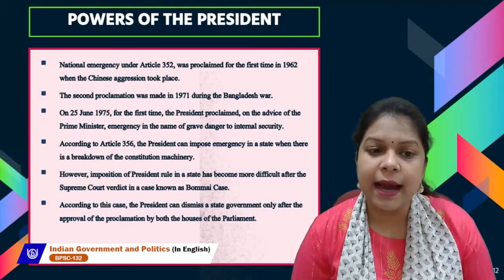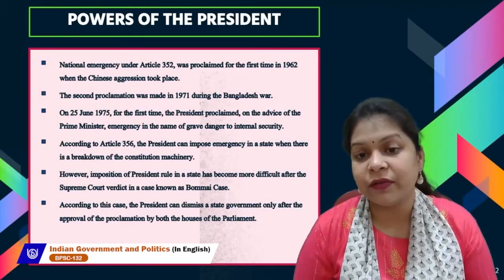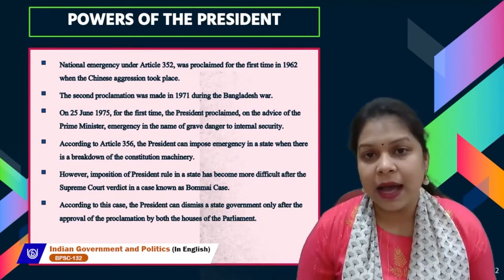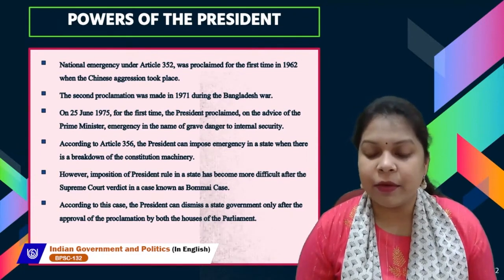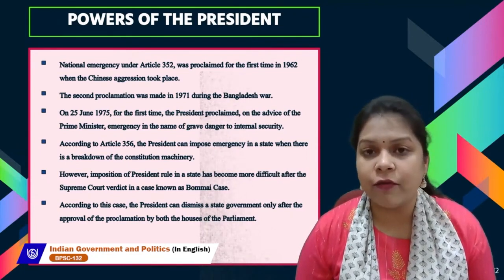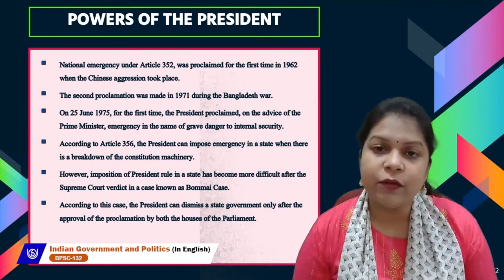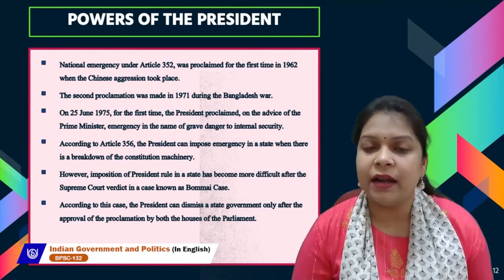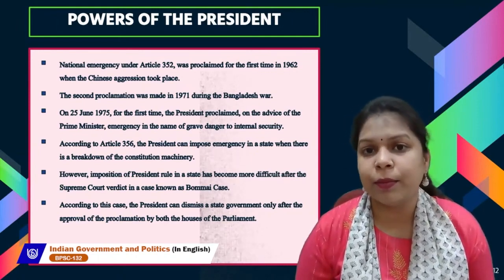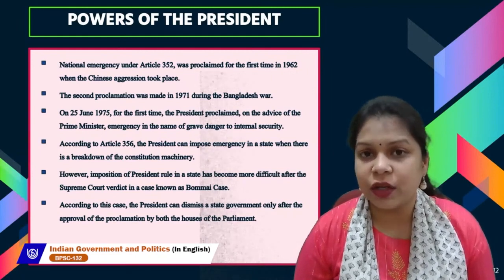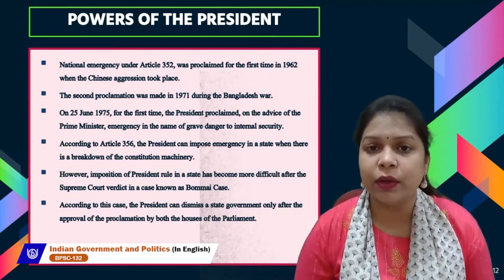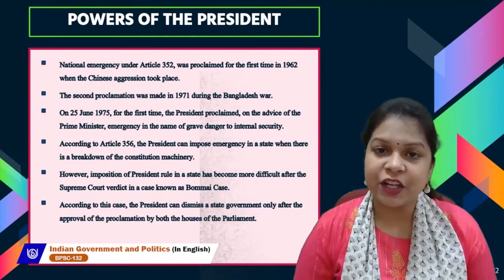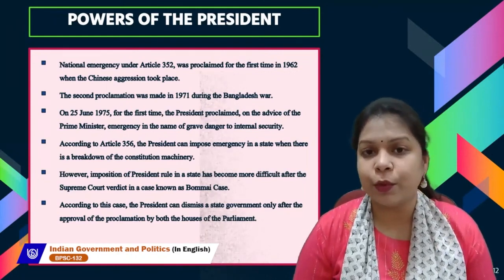National Emergency under Article 352 was proclaimed for the first time in 1962 when the Chinese aggression took place. As we all know, in India we saw the Indo-China War in the year 1962, and that was a very tough period for India because in 1947 we got independence, and after that we saw all the riots regarding partition, and then after a few years we saw the Indo-China War in 1962. This was the time when National Emergency under Article 352 was proclaimed.